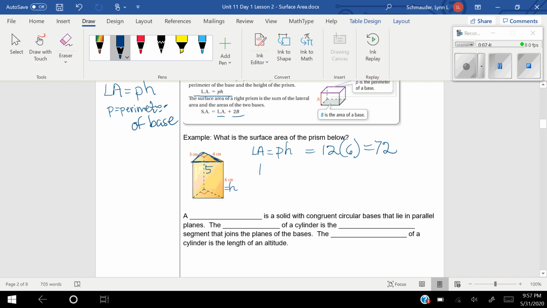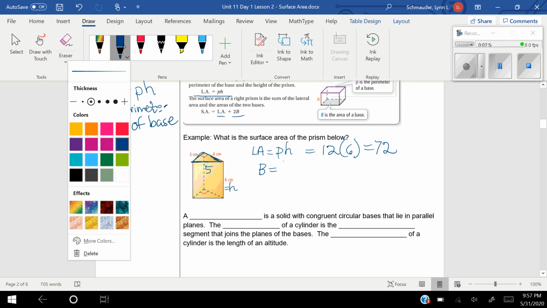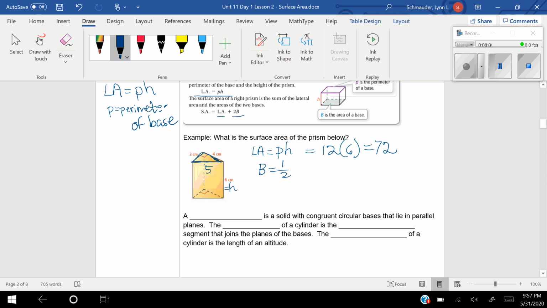And let's find the area of a base. The base is a triangle, so I'm going to have a half base times height. So we'll call 3 the base of the triangle, and we'll call 4 the height of the triangle. So that's 6. So 2b then, because we got 2 bases, 2b would be 12.